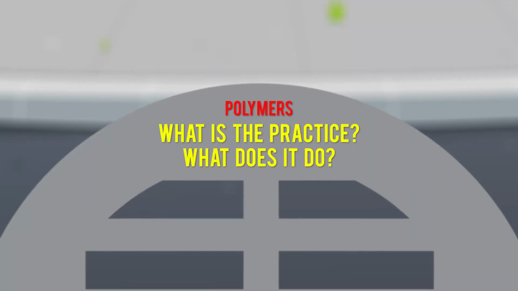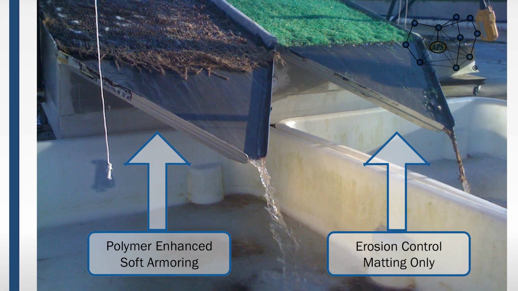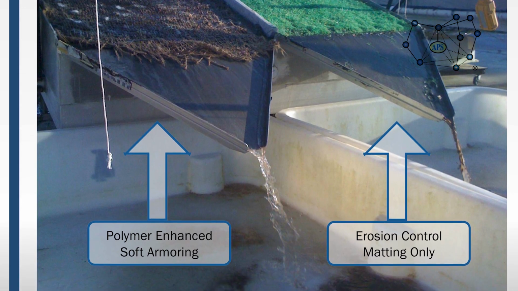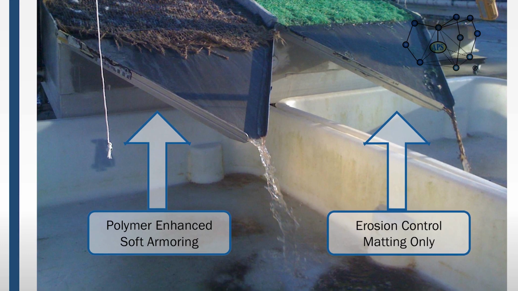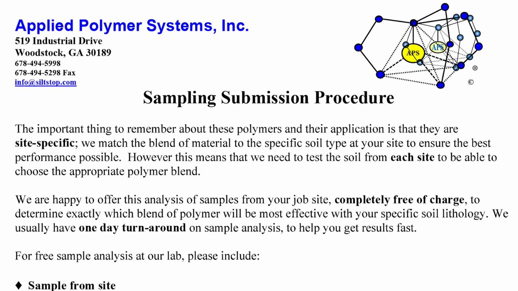Polymers. What is the practice and what does it do? Polymer flocculation is used for soil stabilization, such as erosion control, and sediment control of construction site stormwater runoff. Polymers are formulated to work with site-specific soils and water chemistries.